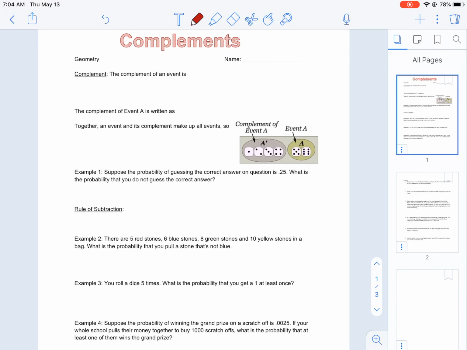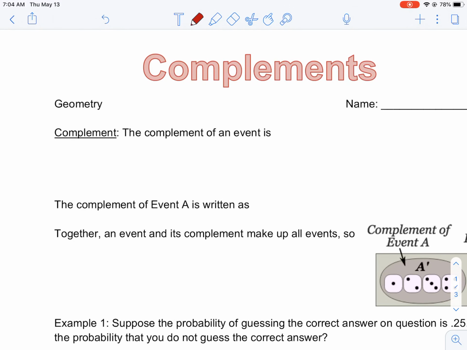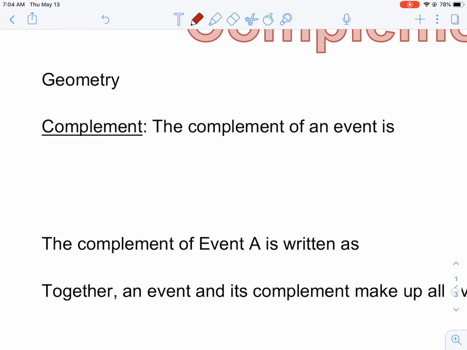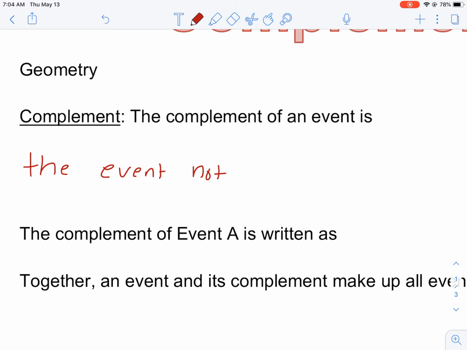Hello. In this video, I'm going to be talking about complements and probability. The complement of an event is the event not happening. This can be for anything. If your event is rolling a 5, the complement is not rolling a 5. So just add not or didn't, or whatever word you need, into a sentence. If the event is flipping heads, the complement is not flipping heads.